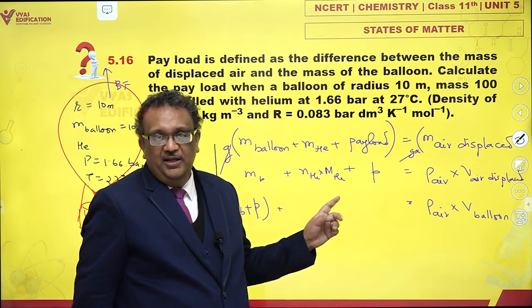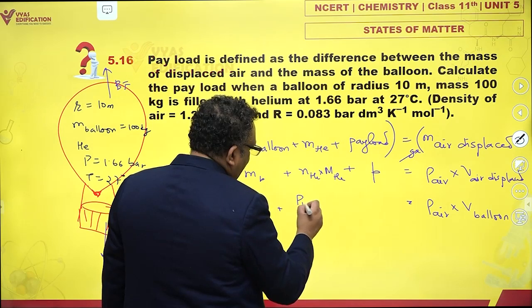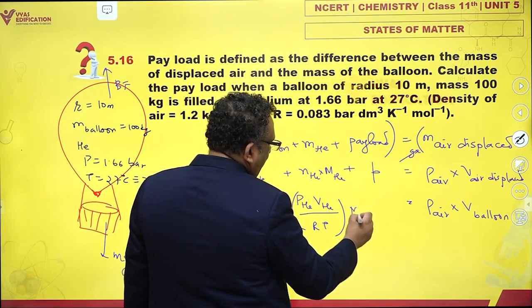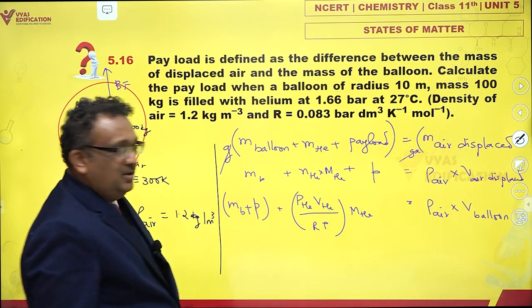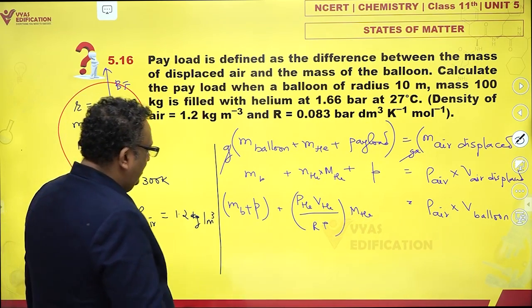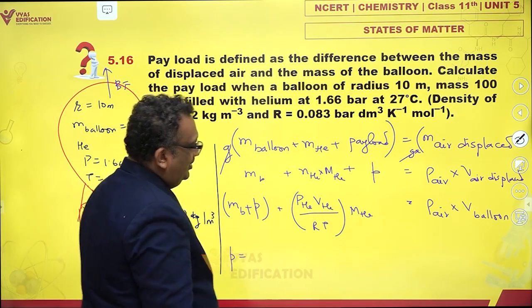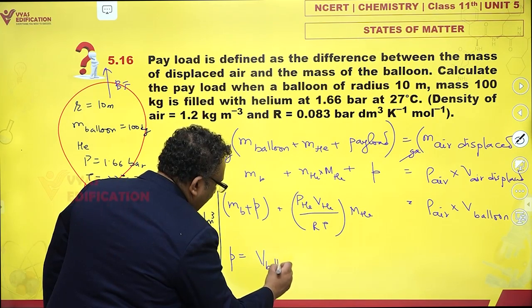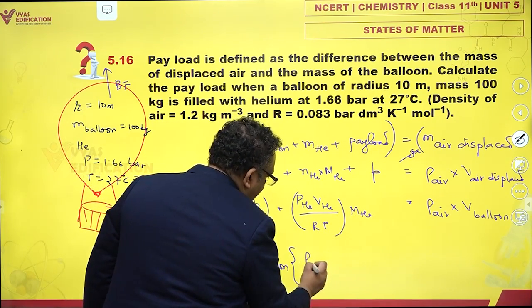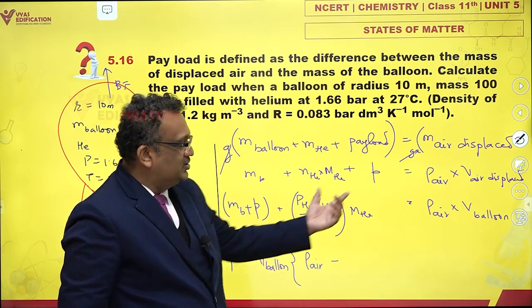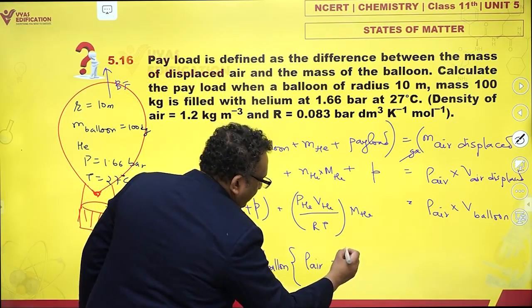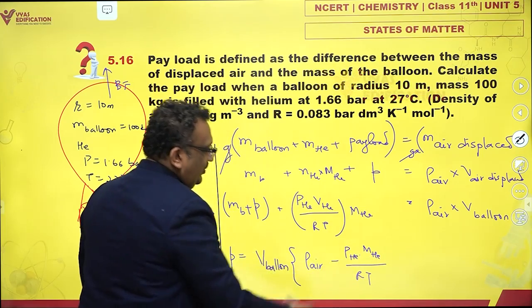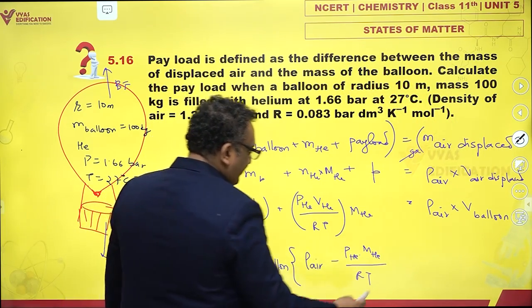N is PV by RT. This is pressure of helium into volume of helium by RT into molar mass of helium. This is so much. Can I calculate payload? Yeah. Payload P will be equal to all this. Now volume of helium and volume of balloon are the same. So volume of balloon becomes common. This is density of air minus all this goes on that side. What is this? Pressure of helium into molar mass of helium by RT. Actually, this is nothing but density of helium. Fine.